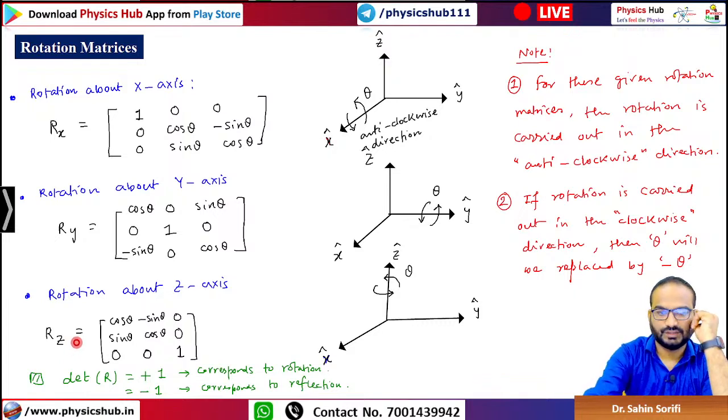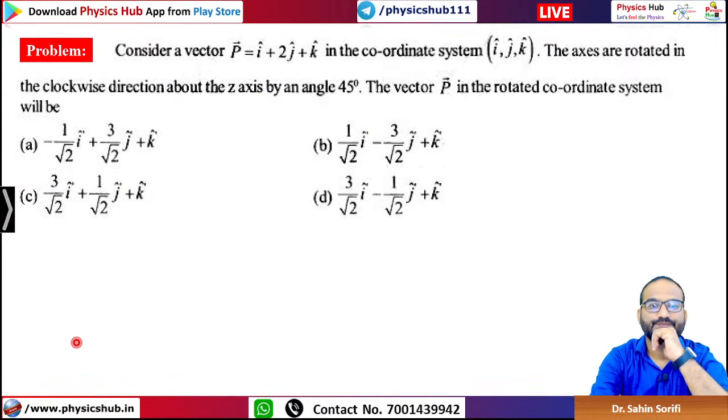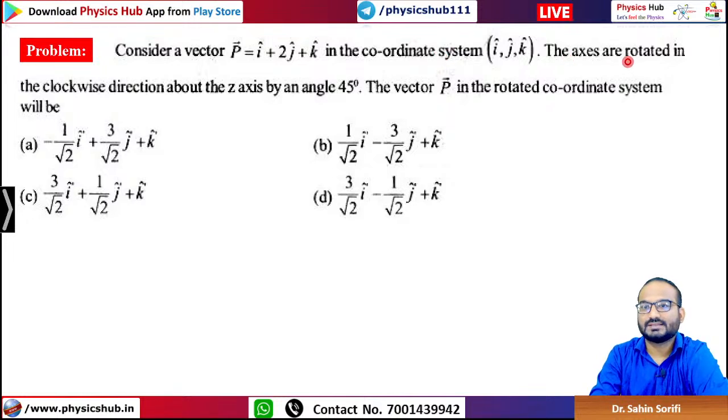Okay. Let's do a problem. Look at this problem. Consider a vector i cap plus 2j cap plus k cap in the coordinate system ijk. The axes are rotated in the clockwise direction about the z axis by an angle 45. So theta equals 45. The vector p in the rotated coordinate system will be. Understood what you have to do? Rotation has been carried out about the z axis, means you have to operate Rz on this vector p.